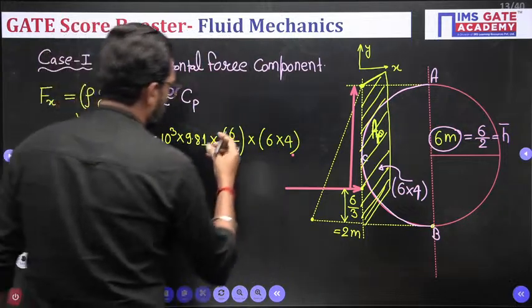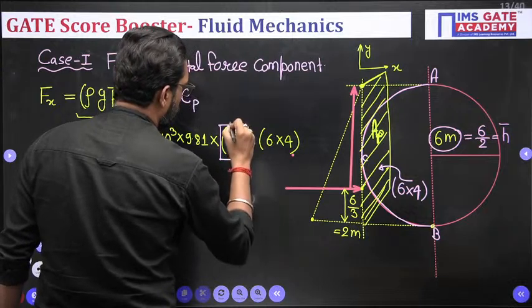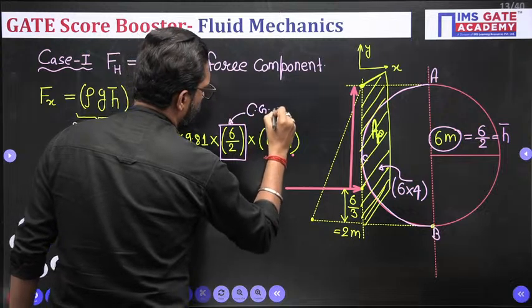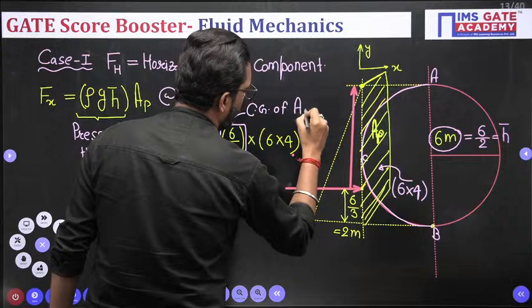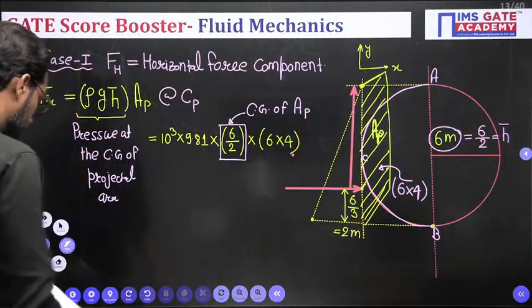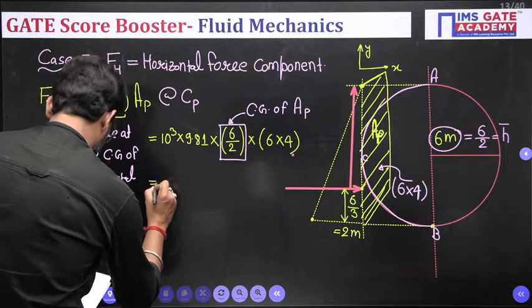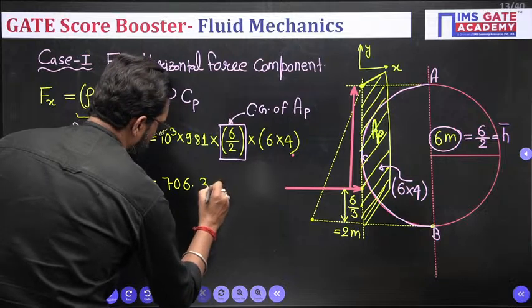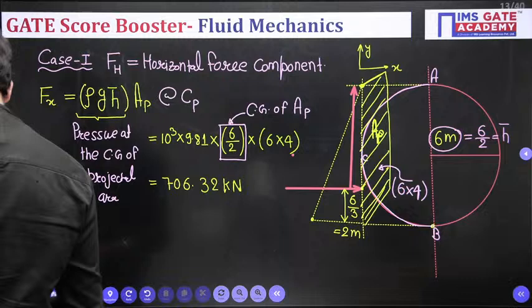So this is what? This is your CG of the projected area, AP. So how much is it? If you calculate, this is your 706.323. This is your horizontal force.